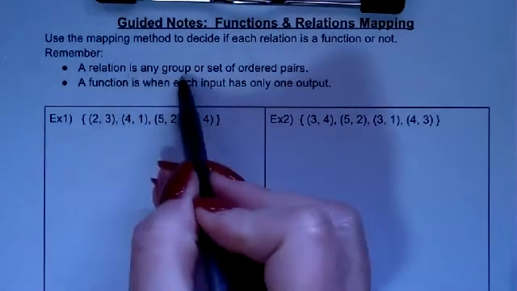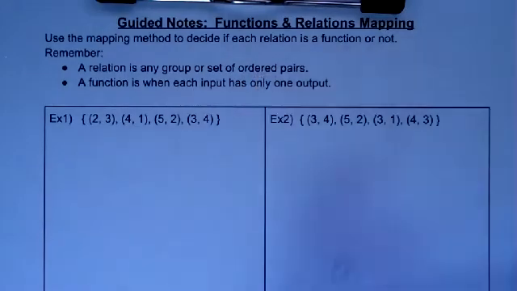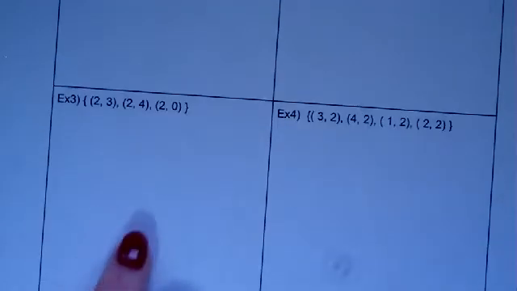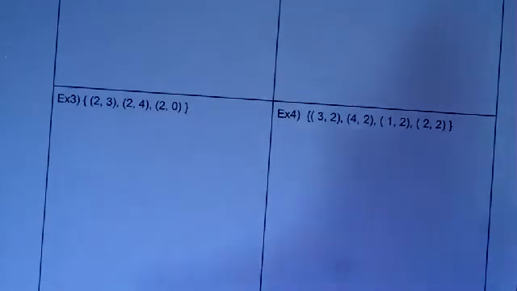A relation is any set of ordered pairs. So I have 4 examples. 1, 2, up here's 3 and 4 examples of relations. Okay, it's any group of ordered pairs.